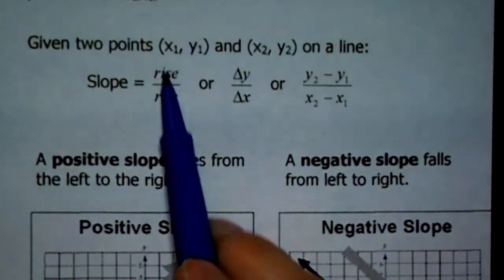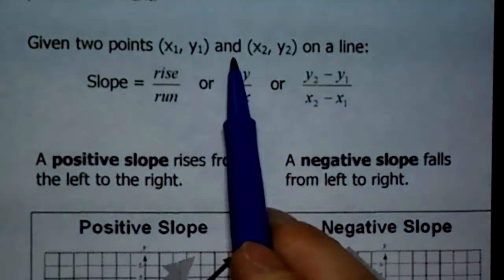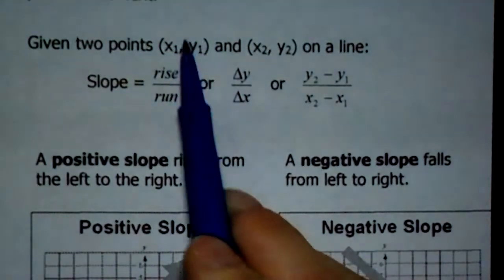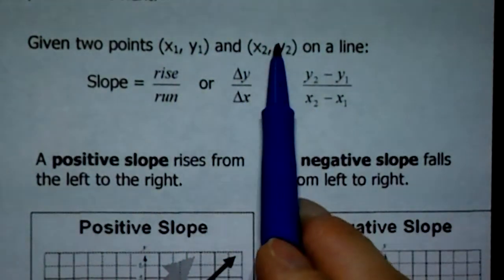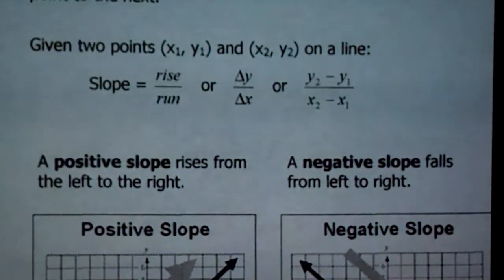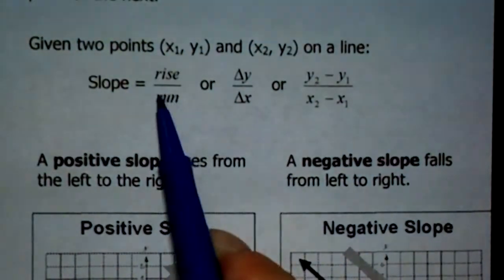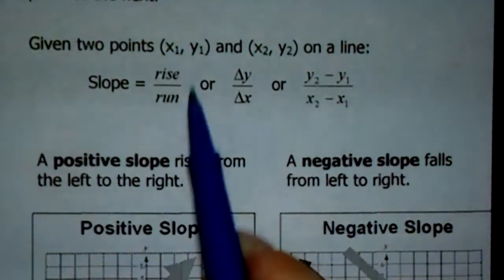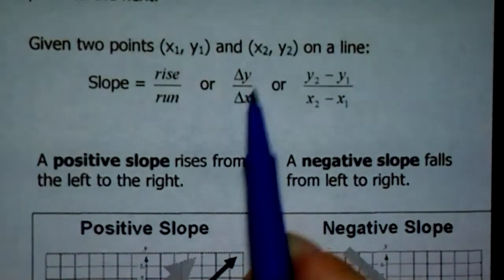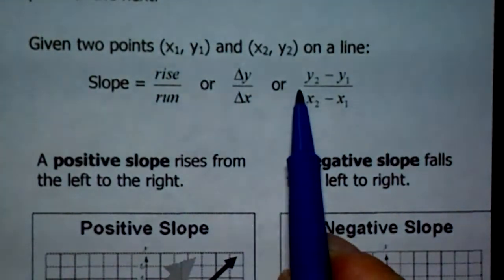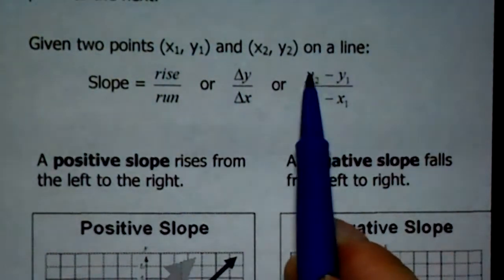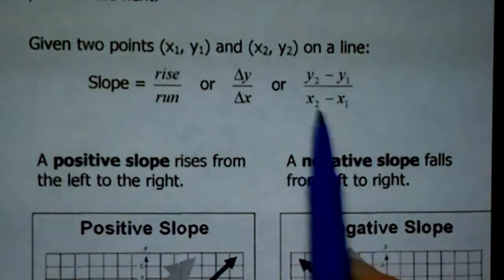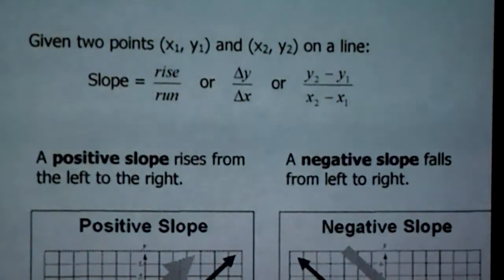So a couple different ways to look at slope. Given 2 points, x1, y1, x2, y2, this just means the first ordered pair and the second ordered pair. Don't get concerned about those little numbers there. You can look at this as slope is the rise over the run, the y over the x, or the change in y over the change in x. Or you can actually figure out what y goes up by subtracting the y's and subtracting the x's.